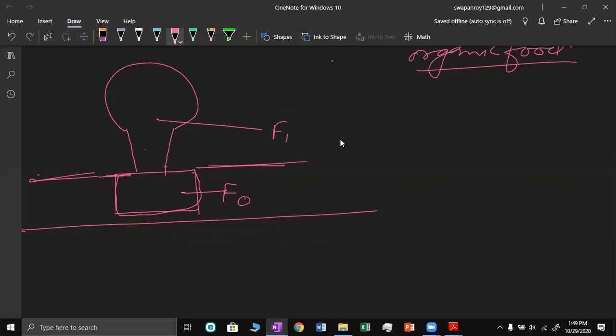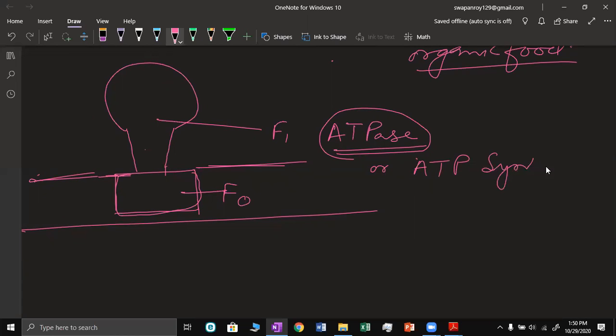And this has an enzyme activity. So this is actually ATPase, okay? ATPase, or we can call it ATP synthetase.